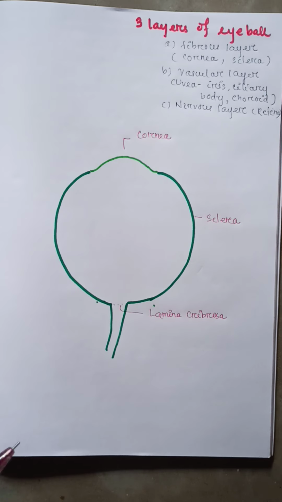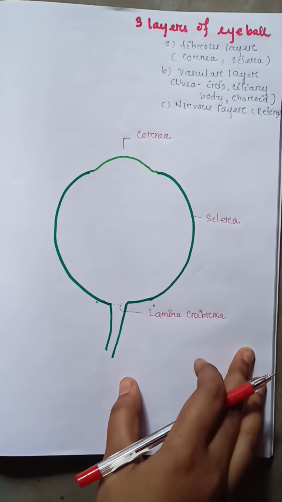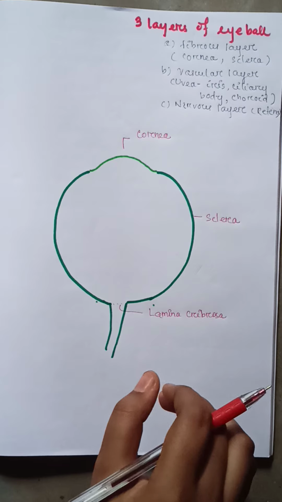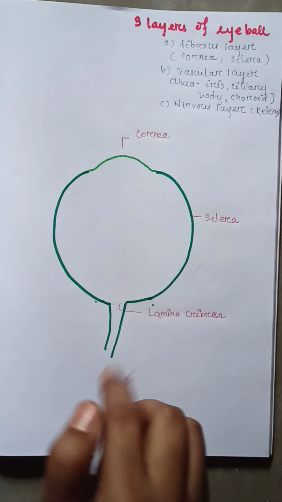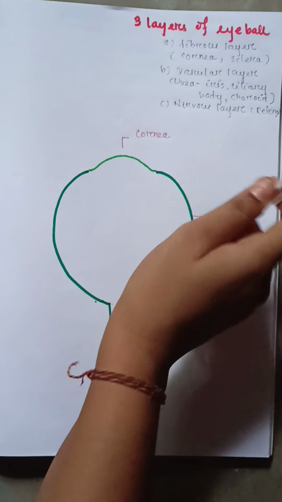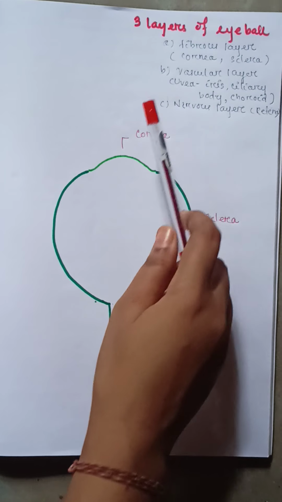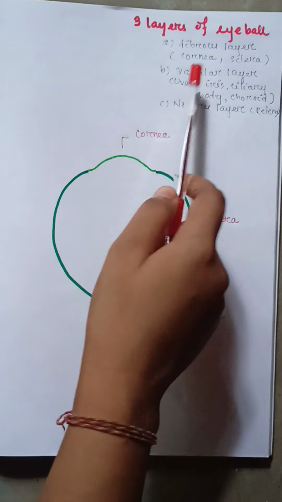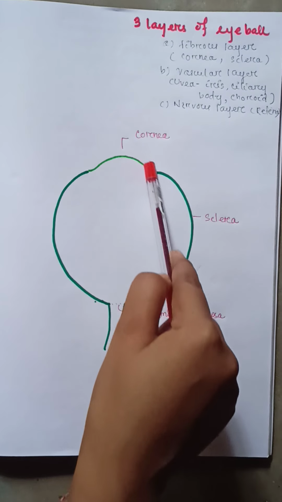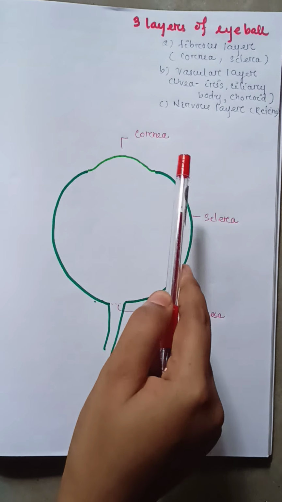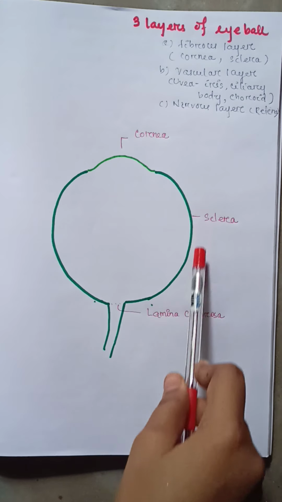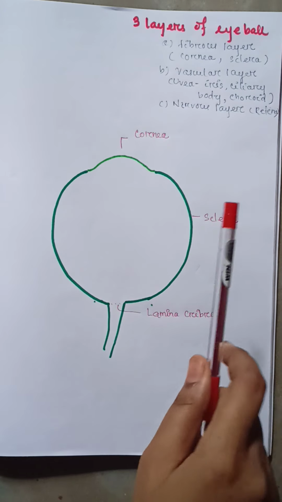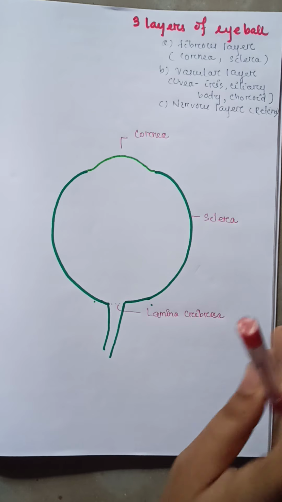So in this video we will learn the anatomy of the eyeball diagram, how we can draw it easily. As we know, there are three layers of the eyeball. One is the fibrous layer, the second is the vascular layer, and the third is the nervous layer. In the fibrous layer, the outer 1/6 part is the cornea, and the posterior 5/6 part is the sclera.